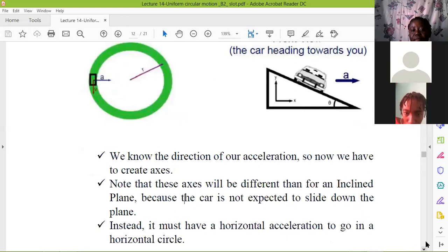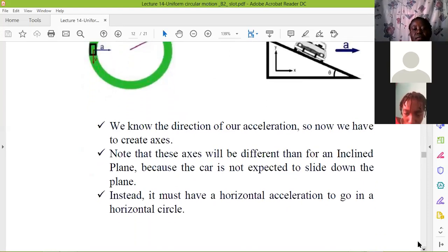free body diagram, the meeting will end in 10 minutes. But please log in again.